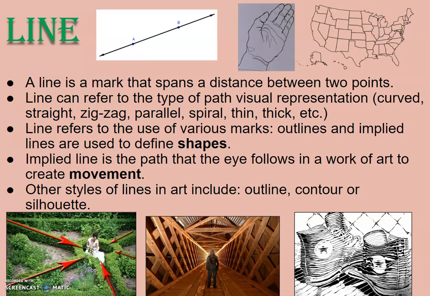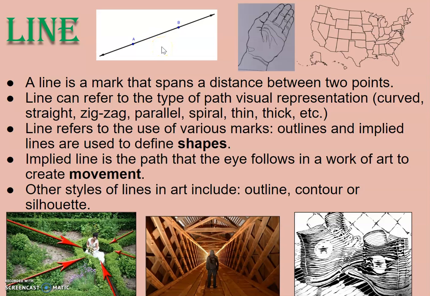Line is a mark that spans a distance between 2 points. You might recognize something like this from math. We see there is a line moving between point A and point B. Line can refer to the type of path of visual representation. In other words, this is a straight line. There are also curved lines, zigzag lines, parallel lines, perpendicular lines, spiral lines, thin, thick lines. There are so many different types of lines out there. Those are just to name a few.